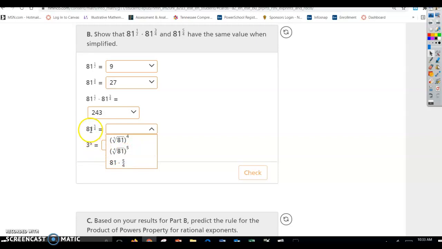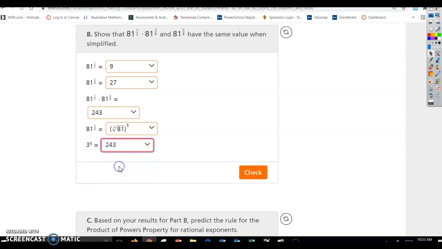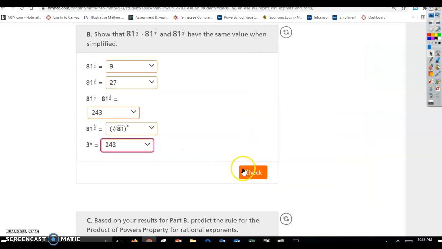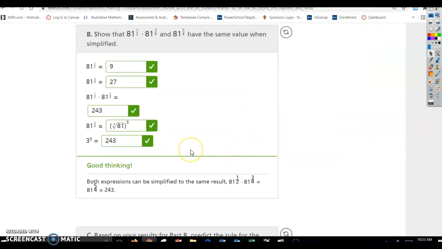Oh, they just want us to rewrite it in radical form. Okay, so remember the denominator becomes the index, and the number on top is the power. Three to the fifth power. Pretty sure. 243. Good. All right, so that checks out.